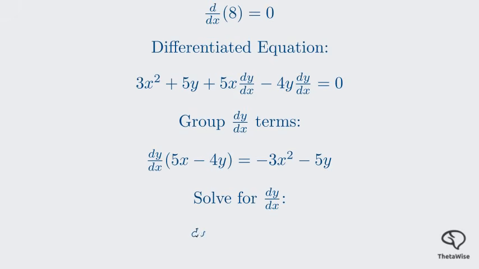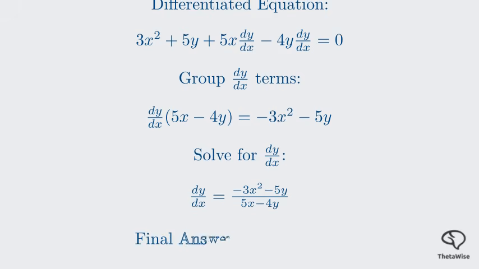Then, to get dy/dx by itself, we divide both sides by the quantity 5x minus 4y. So the derivative dy/dx is negative 3x squared minus 5y all over 5x minus 4y. This matches the solution in the memo. Let's continue with the second part of question 2.4.